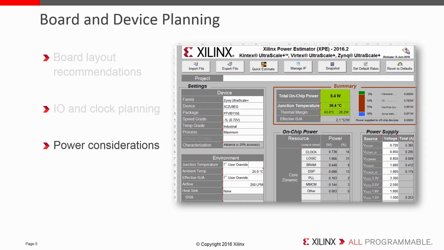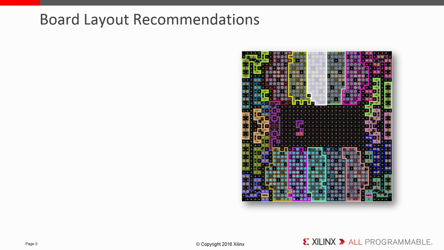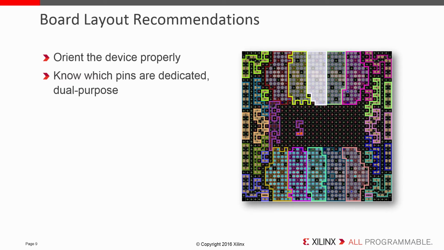It is essential to ensure you are reasonably within not only your power budget, but also within your thermal management capabilities. Let's begin with some basic recommendations for layout of the printed circuit board, or PCB, or just board layout for short. UltraFast covers many recommendations, including ensuring the device is properly oriented on the board, getting familiar with the device pinout, and knowing upfront which pins have dedicated or dual-purpose functions, which are power supplies and ground pins, what pins are used for configuration, they are often dual purpose, and transceiver pins, which are dedicated pins.